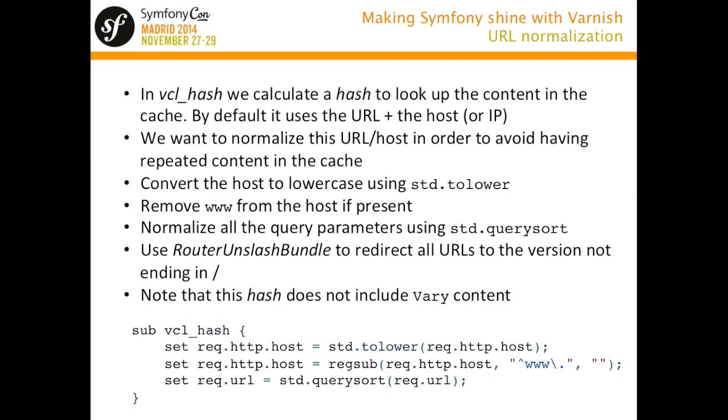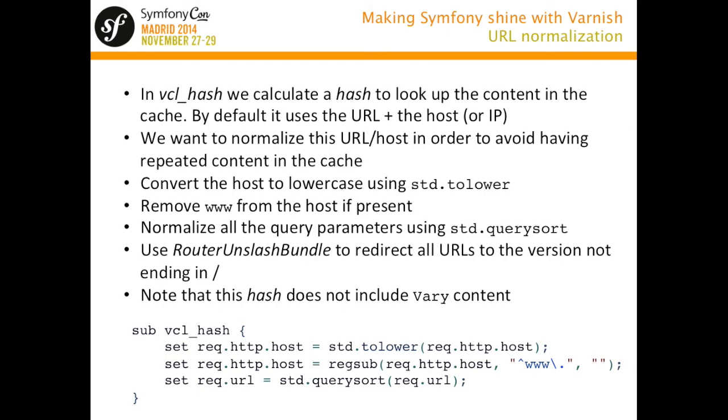One important thing to know about Varnish is that when calculating the hash, it doesn't take into account the vary content. I don't know if you know about vary. Vary is a very important concept that you need to manage if you're going to have a website which is cached. Vary is usually used when there's content which varies depending on one header which is sent. The main example can be, for example, if you have content which varies on the accept language header.